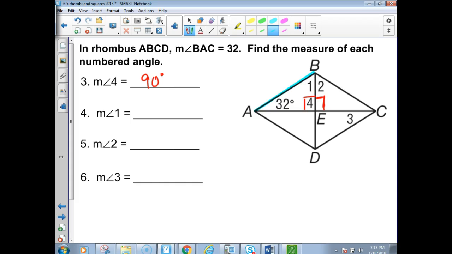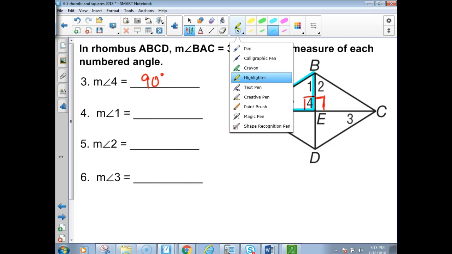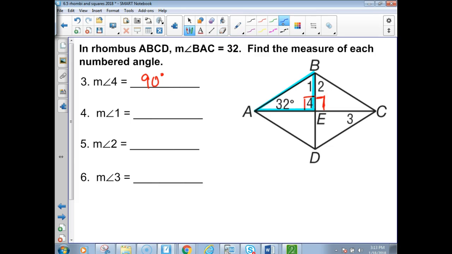Okay, you said subtract from 180. Are you looking at this as a triangle? Perfect. That will do it. So she said do 180 minus 90 minus 32. Okay, that'll work. That's going to give me 58.